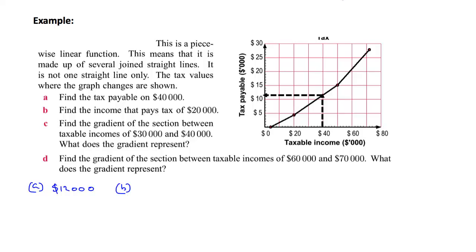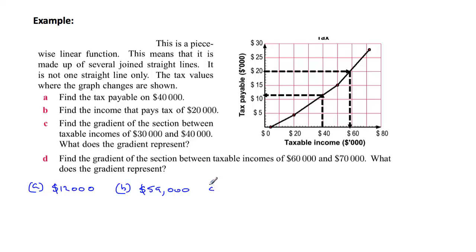Going the other way, we've got the income that pays a tax of $20,000. So we're going to go the other way. Take a line again, go from 20,000 along to the graph and down again. It's somewhere just under $60,000 that our income would have to be in order to pay $20,000 in tax. Turns out to be $59,000 worth of income in order to pay a tax of $20,000.